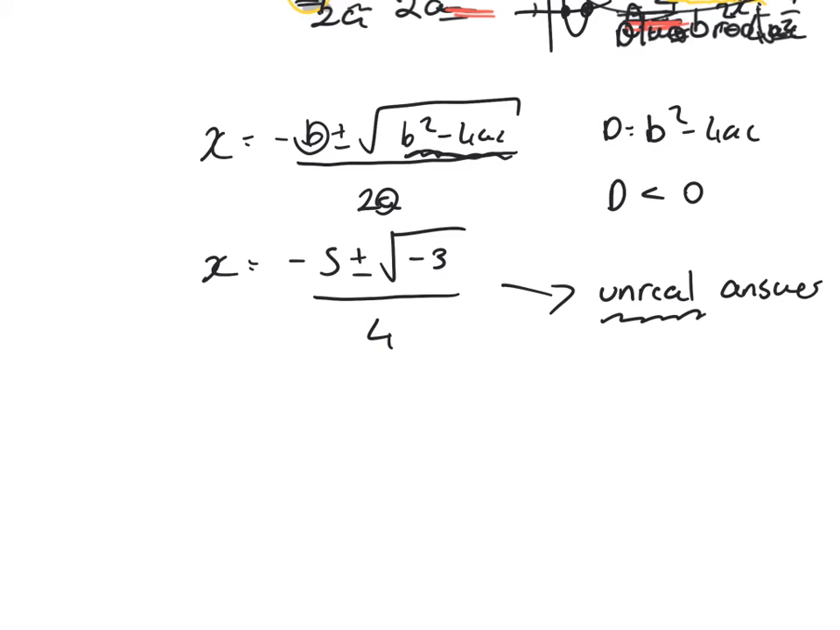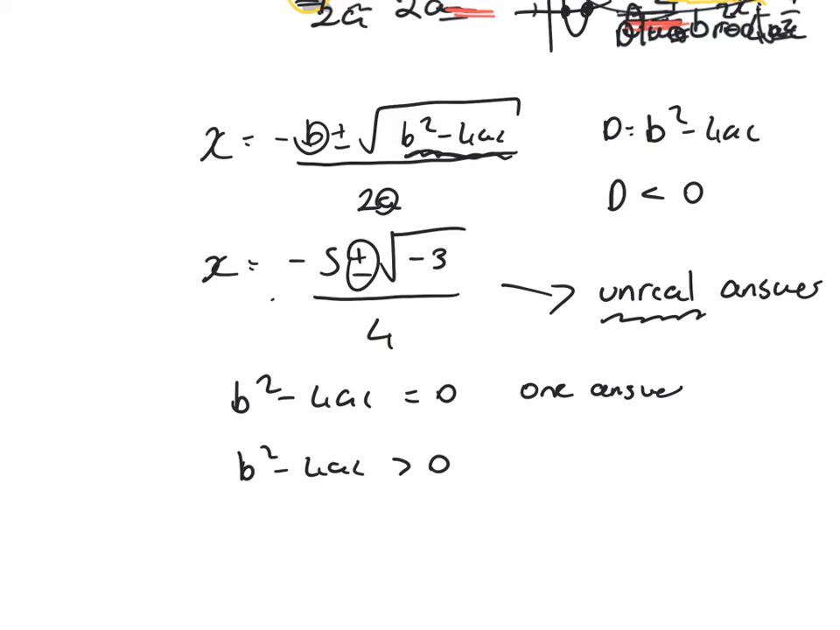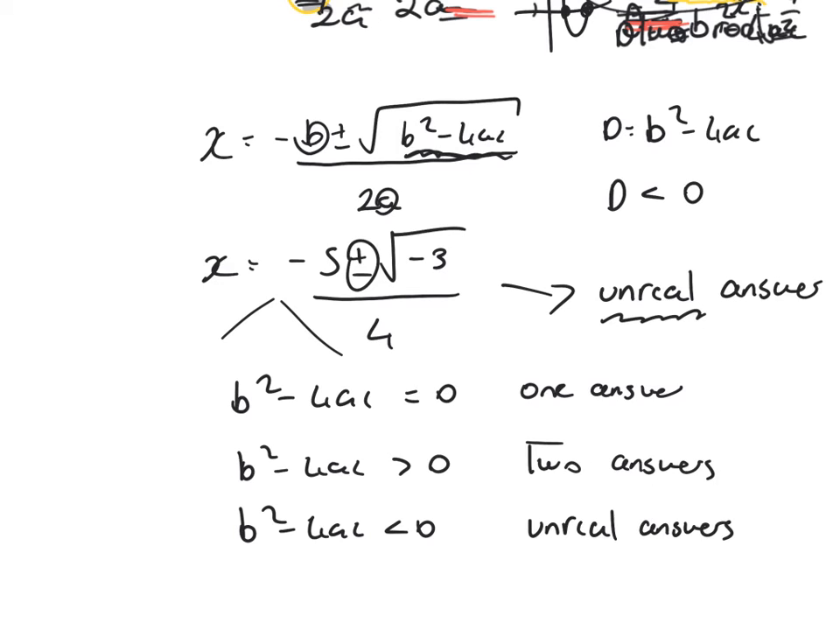Okay, so that's 3 scenarios now. We've explored the scenario in which the discriminant is equal to 0, and when it's equal to 0, we found that we get the same answer, so just one answer. We then looked at a scenario in which that number was greater than 0, and that meant that the plus or minus came into play, split things up, and we got 2 separate answers. And then, most recently, we looked at a scenario in which it was less than 0, meaning we're taking the square root of a negative number. We know that's not real, so that gives me an unreal answer, or unreal answers.